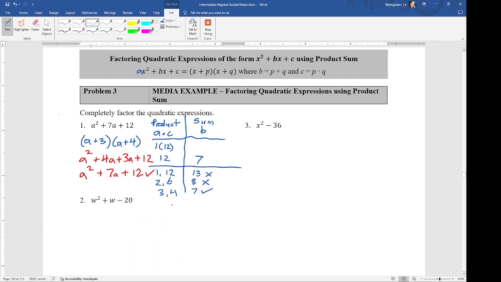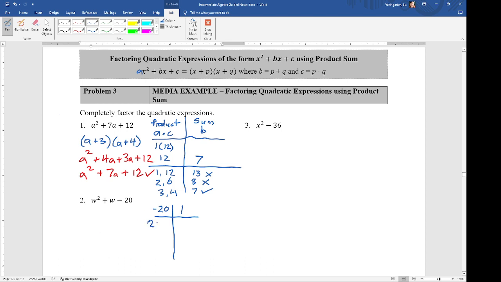Let's do product sum with number 2. Our product is going to be 1 times a negative 20, which gives us negative 20 for our product. Our sum, there's that invisible 1 in front of that w, so our sum is going to be 1. Now, when you have a product that's negative, you want to look at your inner term. If that inner term is positive, the larger number is going to be positive when you factor that negative 20. If it was negative, the larger factor would be negative. In this case, it's positive, so we know that the bigger number is going to be positive.